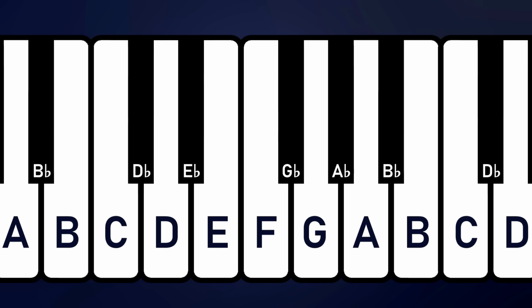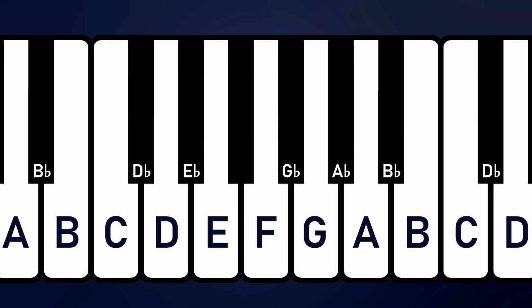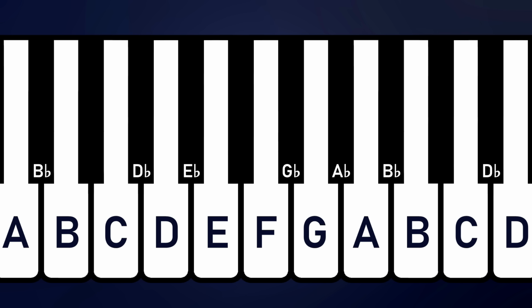And that is why we don't need a note between E and F or a note between B and C. Because forcing some sort of B sharp note in between these two notes wouldn't give us access to any perfect intervals like a fourth or fifth. It would just introduce a whole bunch of weird microtonal intervals.